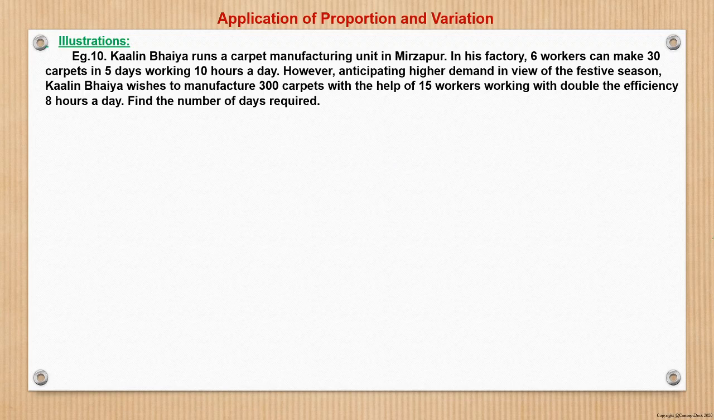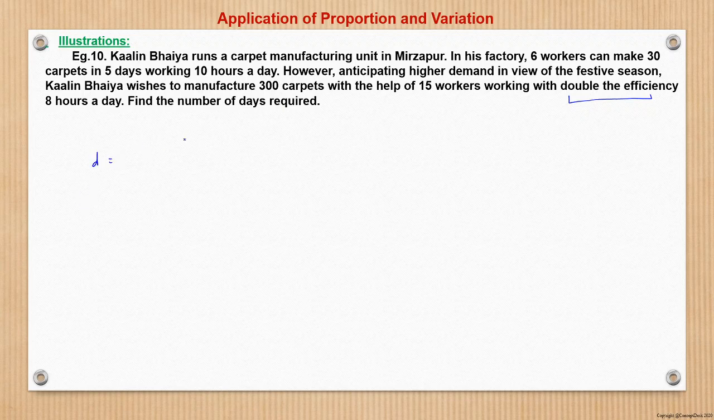Similar concept. Here, Kanin Bhaiya runs a carpet manufacturing unit in Mirzapur. In his factory, 6 workers can make 30 carpets in 5 days, working 10 hours a day. However, anticipating higher demand in view of the festive season, Kanin Bhaiya wishes to manufacture 300 carpets with the help of 15 workers working with double the efficiency, 8 hours a day. Okay. So find the number of days required.